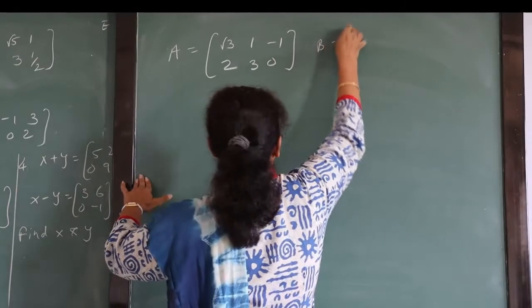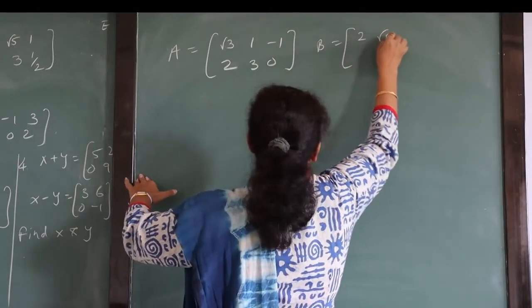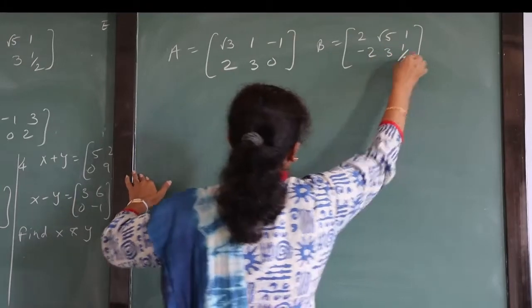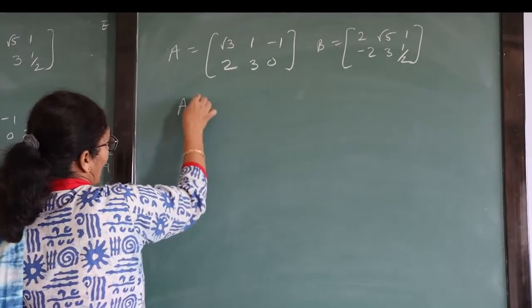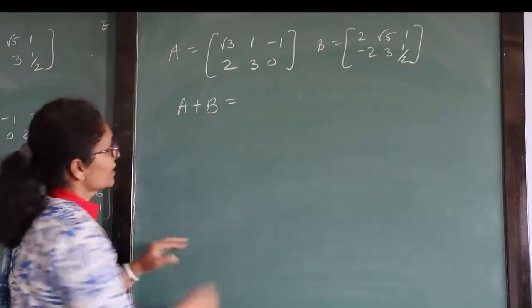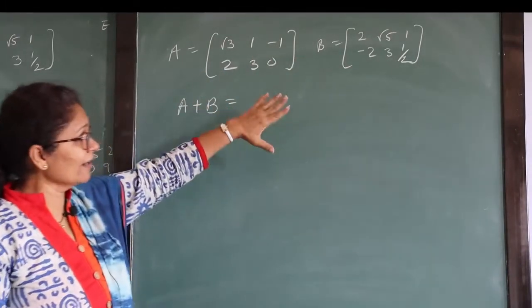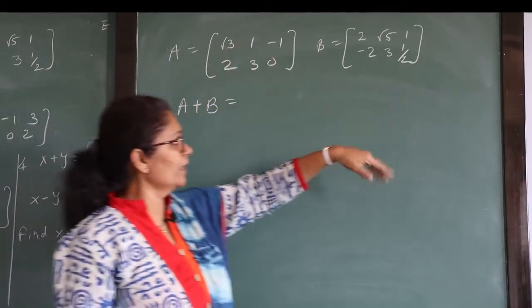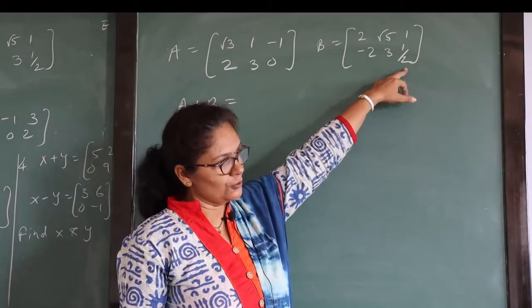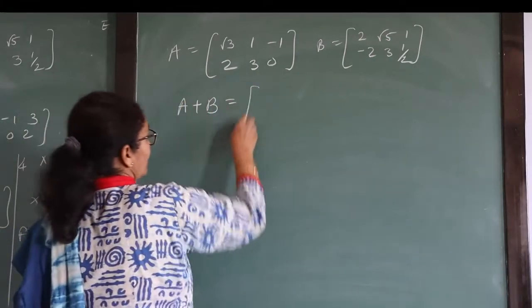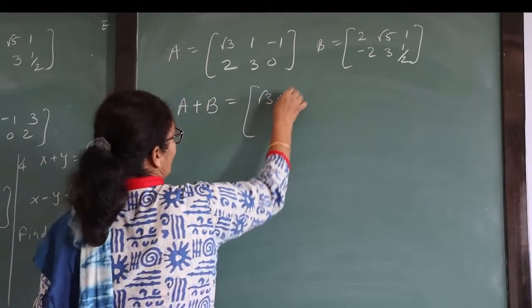If A and B are given like this, what I want to do is simply add these two matrices. Why have I taken this example? We have started rectangular matrices and now I have taken rational numbers also, and numbers with roots and all. So that's why we have taken this example.